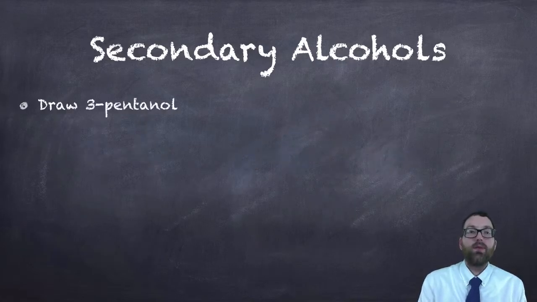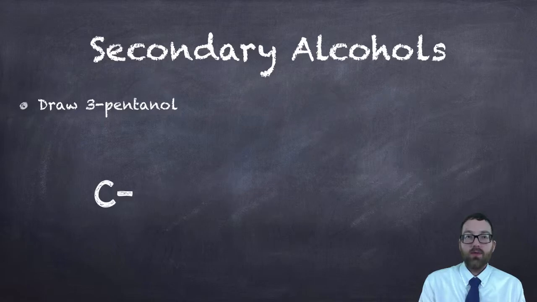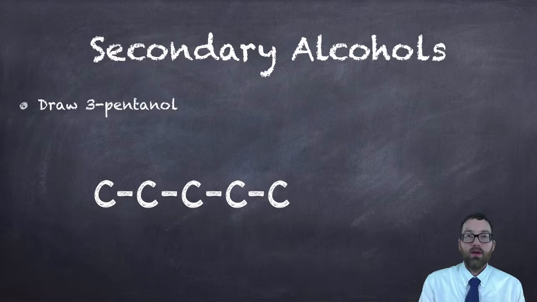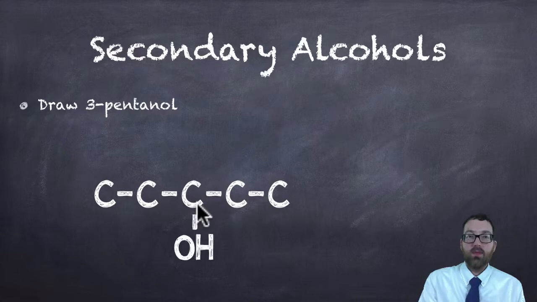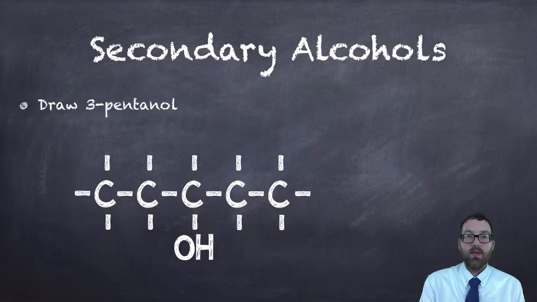Next, let's try to draw 3-pentanol. If I have the prefix pent, that means I have 5 carbons in a row. So 1, 2, 3, 4, 5. The -ol tells me it's an alcohol, and the 3 tells me that the alcohol functional group of OH is on the 3rd carbon. I can number left to right or right to left, it doesn't matter. This is my 3rd carbon. So I'll put an OH group there, and then I'll fill in the rest of the hydrogens to make the carbons happy.